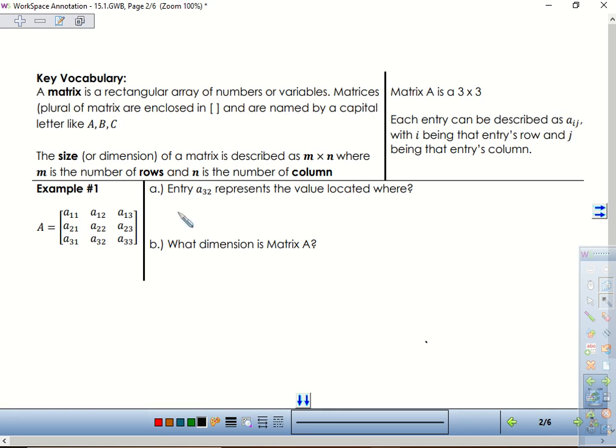Which element, which entry? So entry a32 represents a value located where? In the what? Third row, second column. Third row, second column, okay? Now, the dimensions of the matrix are known as how many rows times how many columns. So it's going to be 3 rows by how many columns? It has 3 rows and 3 columns, right? You guys see 3 rows, 3 columns? Everybody good with how I got that? Okay, all right, next one.